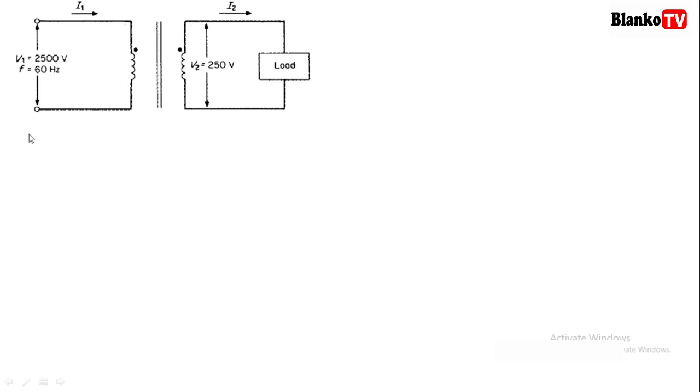And in the diagram we have our V1, which is 2500. We have F representing frequency, which is 60 Hz. And then we have V2, which is the secondary voltage, which is 250. And then the transformer is connected to a load. So we have our I1, which is the primary current, and then our I2, which is the secondary current.